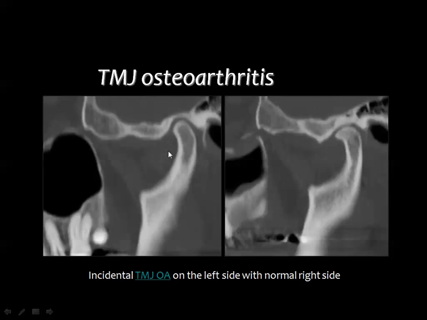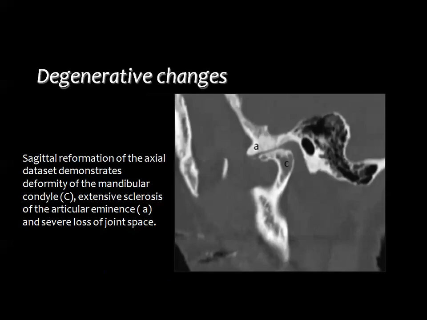Of course, by the CT, you cannot identify thoroughly or properly the articular disc. And this is osteoarthritis. You see narrowing of the joint space, subarticular bone sclerosis, some osteophytic lipping of the articular surfaces, which are the usual manifestations of osteoarthritis in any joint in the body.